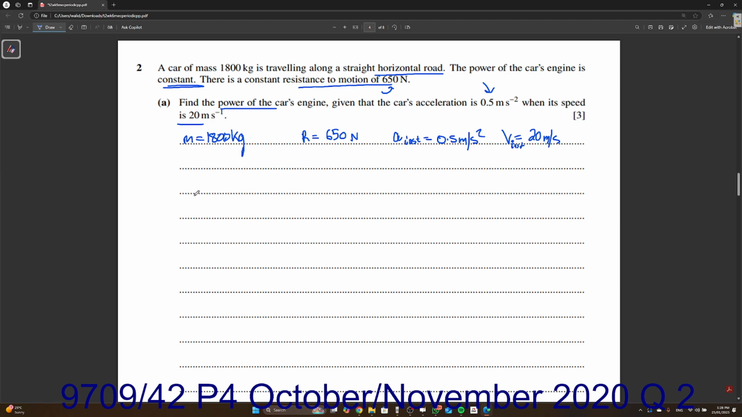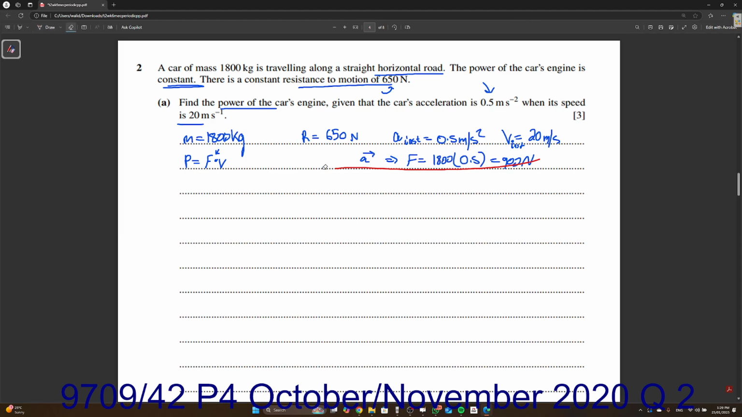What's power equal to? We know that power is equal to force times velocity. We're missing the force here, but don't we have the mass and the acceleration? Yes. So what people do is they use F equals ma, so the force is equal to 1800 times 0.5, and they use the force as 900. This is completely wrong. Why is this wrong? Because you have a resistance force.